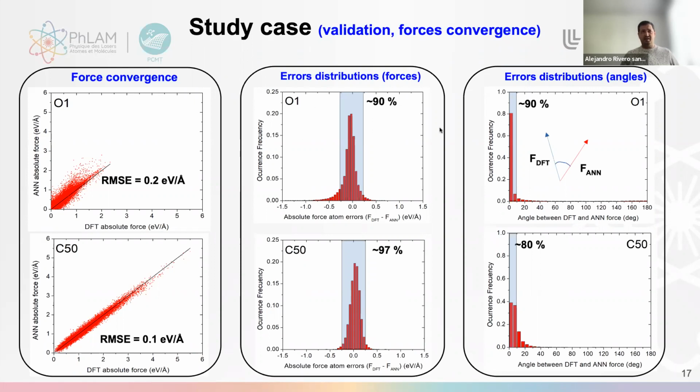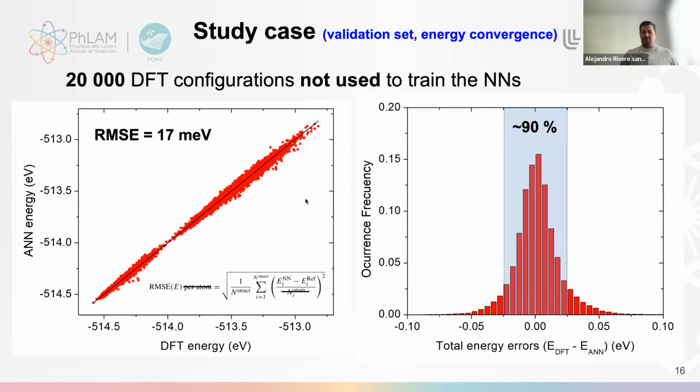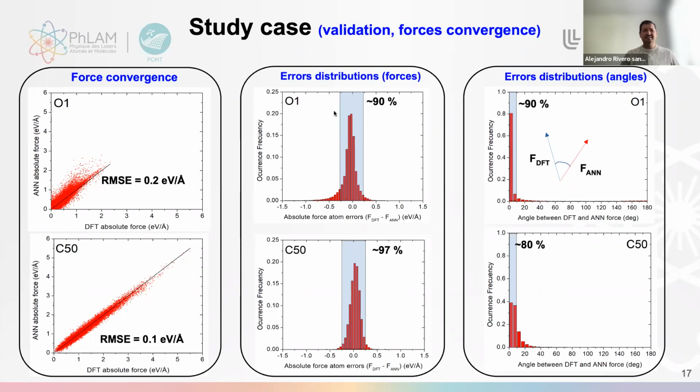If we see in detail the distribution of this error, we can see that 90% of the error is below 0.25 electron volt per angstrom. Also, we check the direction of the force, and for this, here I represent the distribution of the error. We can see here that 90% of the direction of the neural network force compared with the DFT force are below 10 degrees of deviation. That is also a very good result. So this neural network is able to describe well the energy and the force of this high-dimensional system.